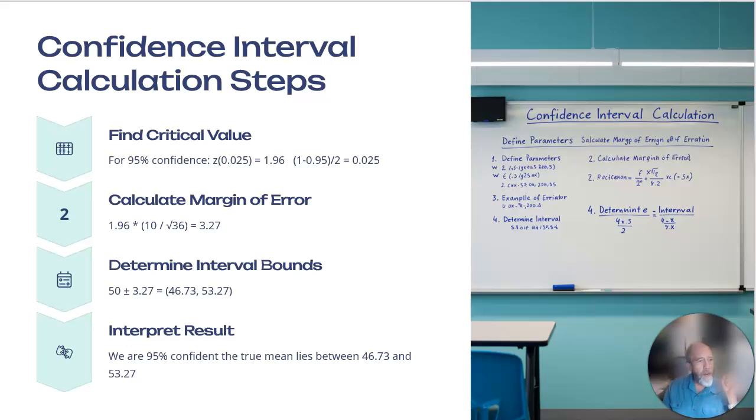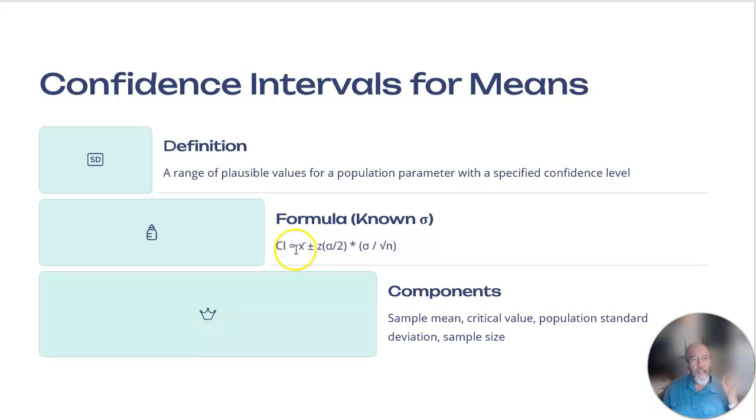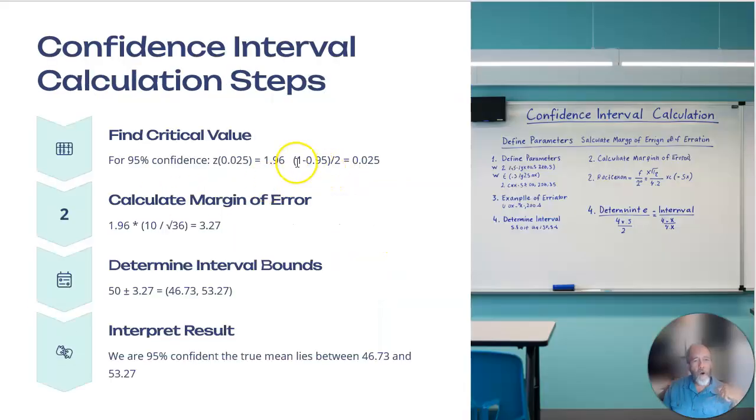Remember, I'm going to go back to the equation. Let me see if I got that. I want to pull back that slide. Okay, x bar, that sample mean, plus or minus z of alpha over 2 times sigma divided by the square root of n. That alpha, well, let's go and calculate that alpha. Remember, 95% confidence interval, so it's (1 minus 0.95) divided by 2. We're looking at both sides. So it's z of 0.025, and that's equal to 1.96.